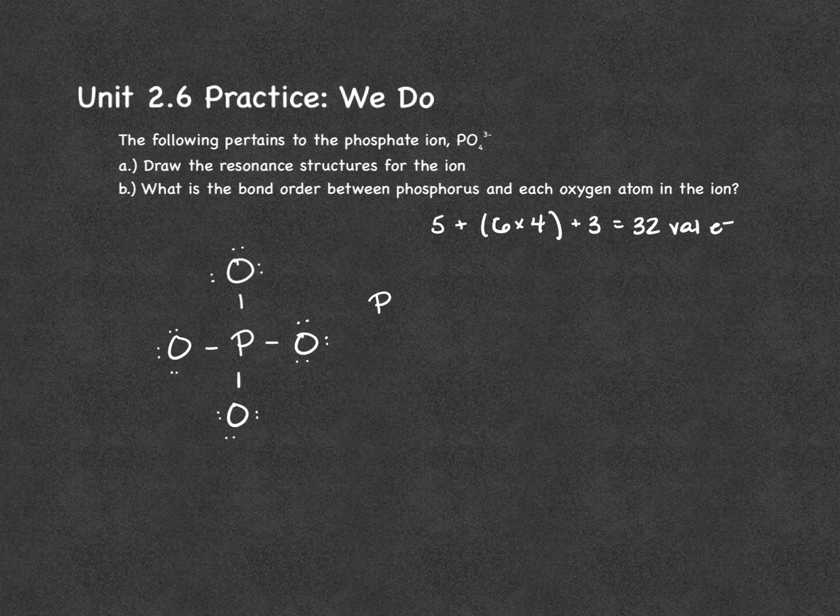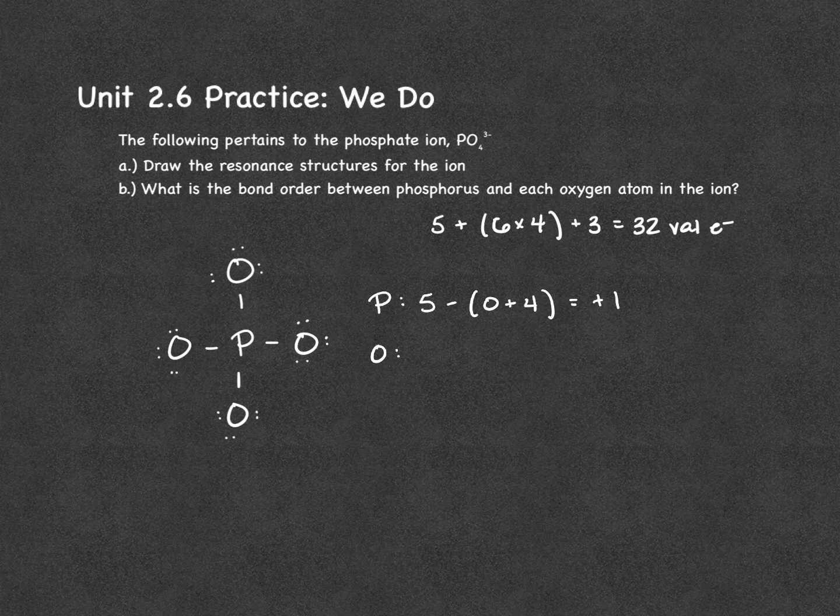So for phosphorus, our formal charge is going to be equal to our number of valence electrons minus the assigned electrons. And our assigned electrons are going to be our lone electrons, which we don't have any on our phosphorus, plus our bonds attached to that atom. So phosphorus has no lone electrons, but it does have 4 bonds. So 5 minus 4 is going to give us a +1.